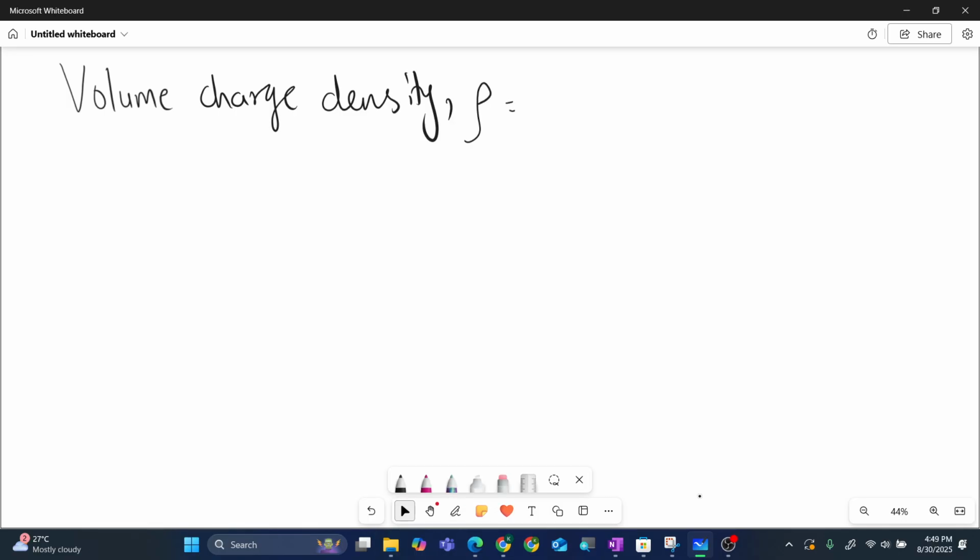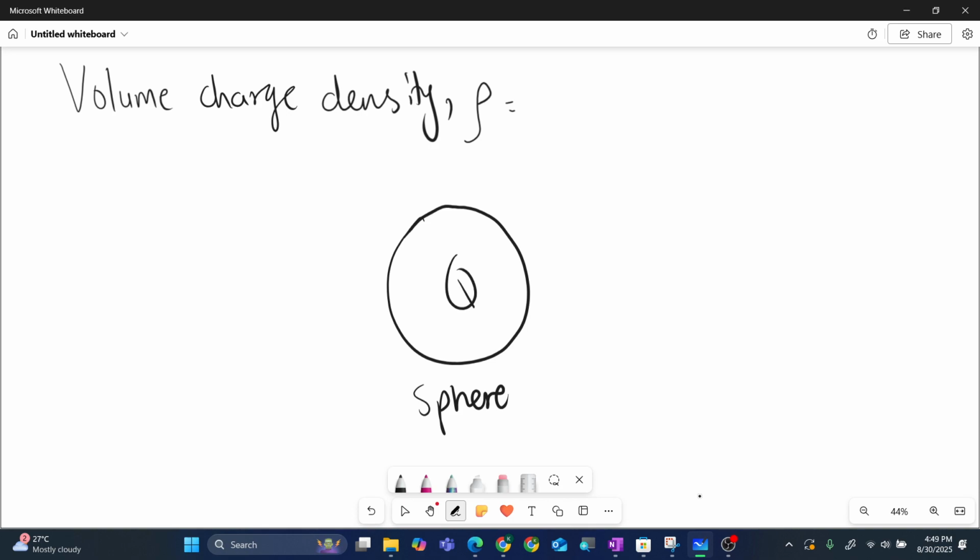Now the last type of charge density we're going to look at is volume charge density. This is represented by a symbol rho. Consider a charged object of total charge Q and a volume V. So here I have a sphere. The total charge of this sphere is Q and it has a volume V. Consider an element of volume dV, a small element of volume dV, charged with an element of charge dQ. The volume charge density rho is defined as dQ over dV.